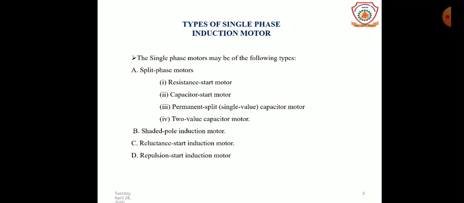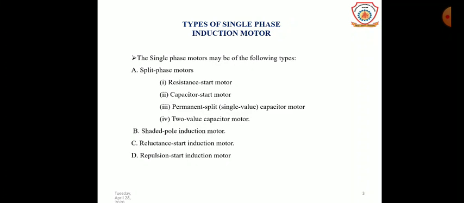The fourth is two value capacitor motor. The two value capacitor motor is a very quiet motor with high starting torque. It combines the characteristics of the capacitor start motor and the capacitor run motor.